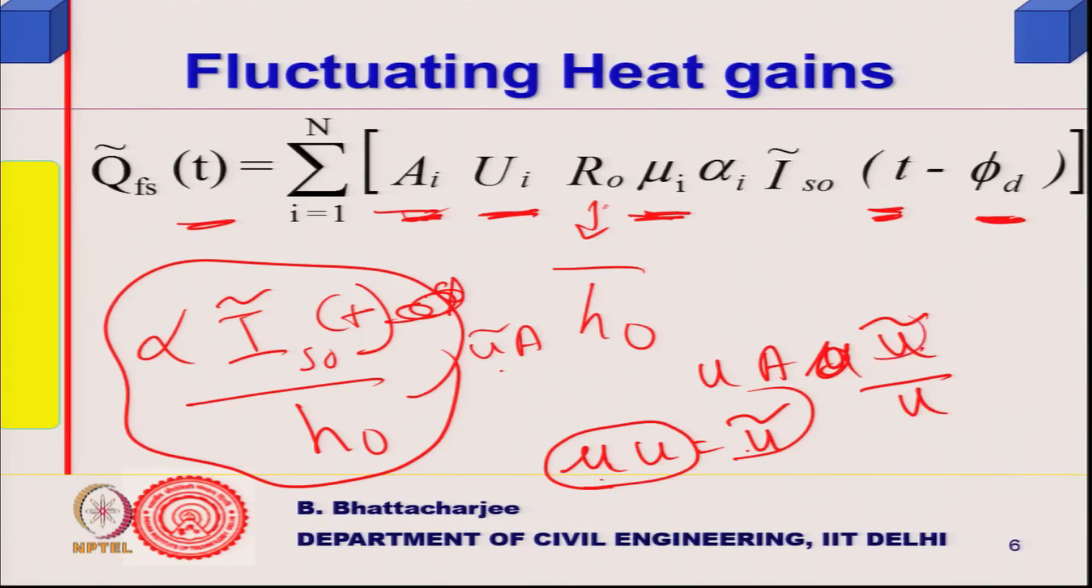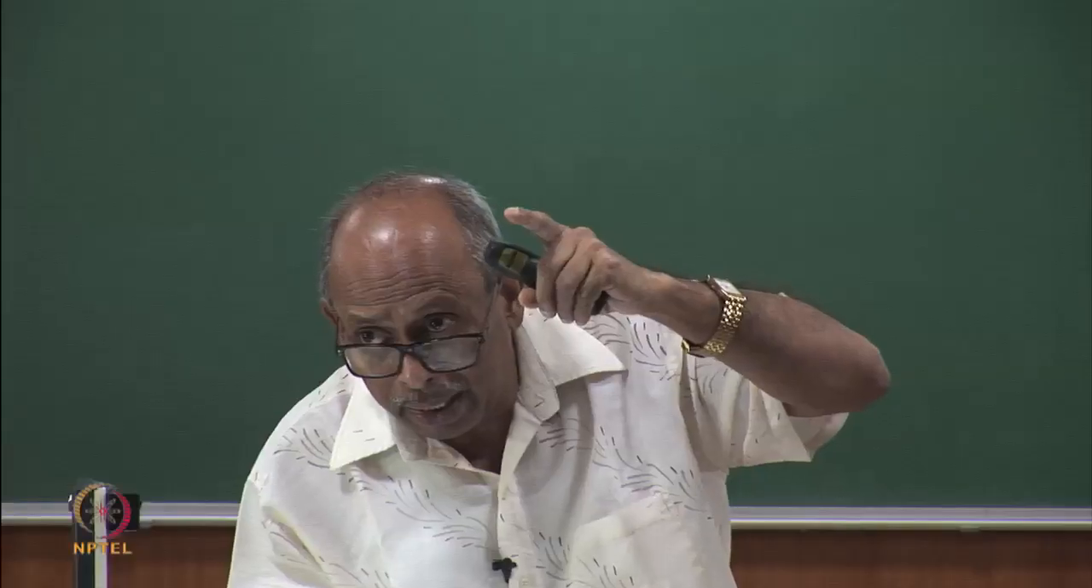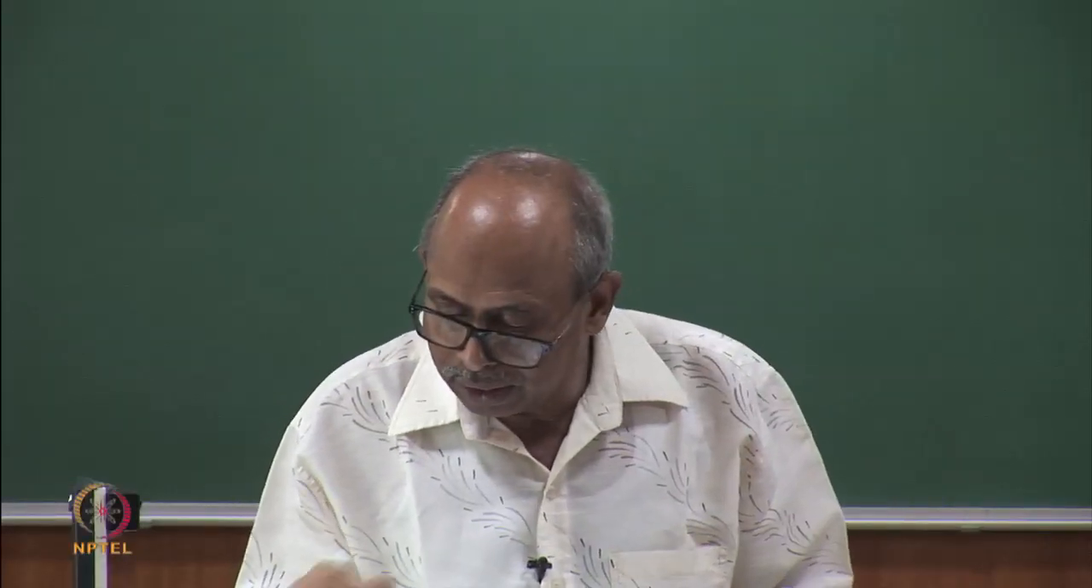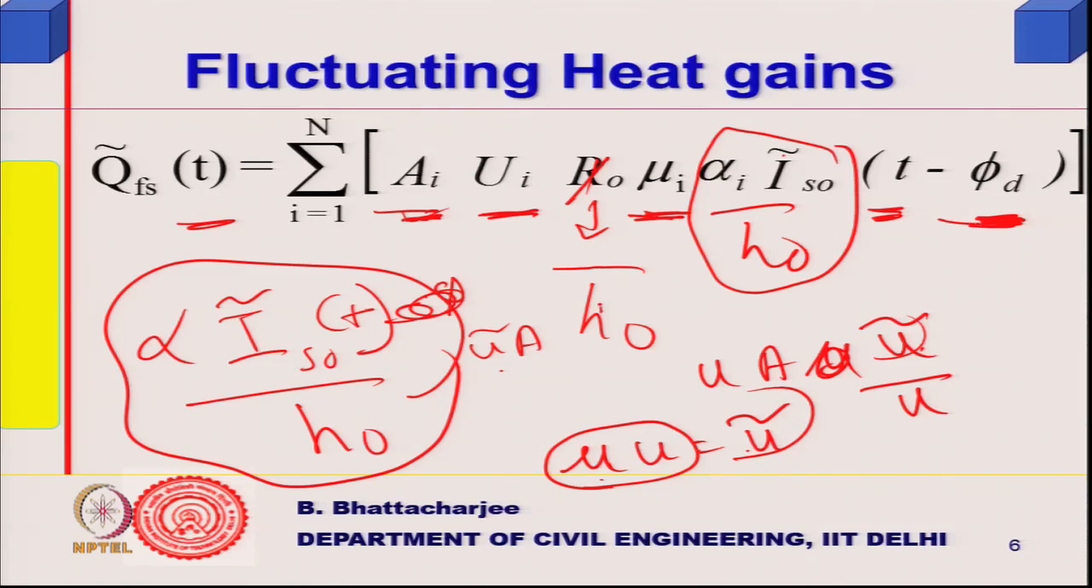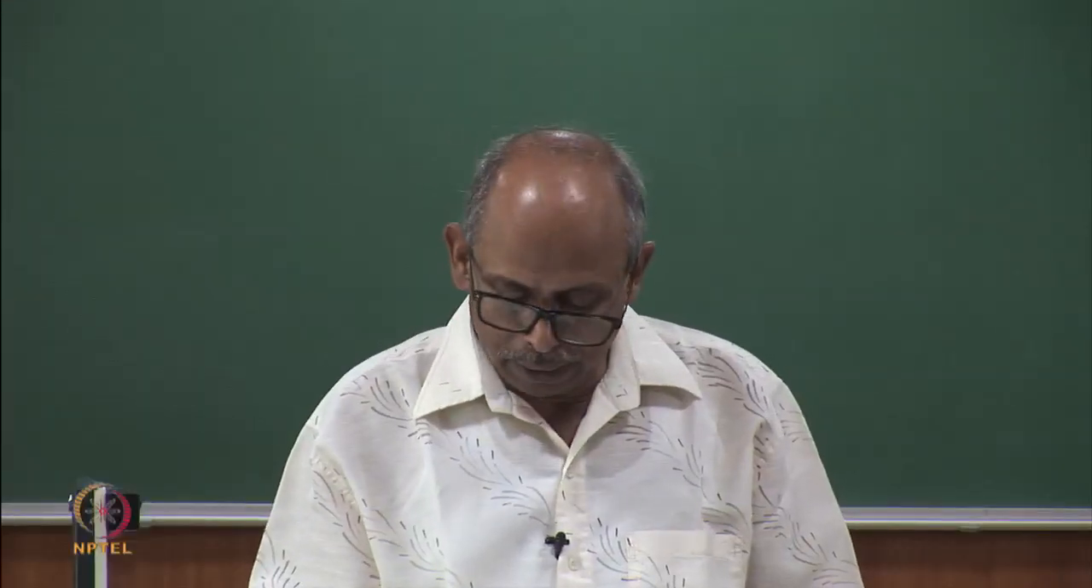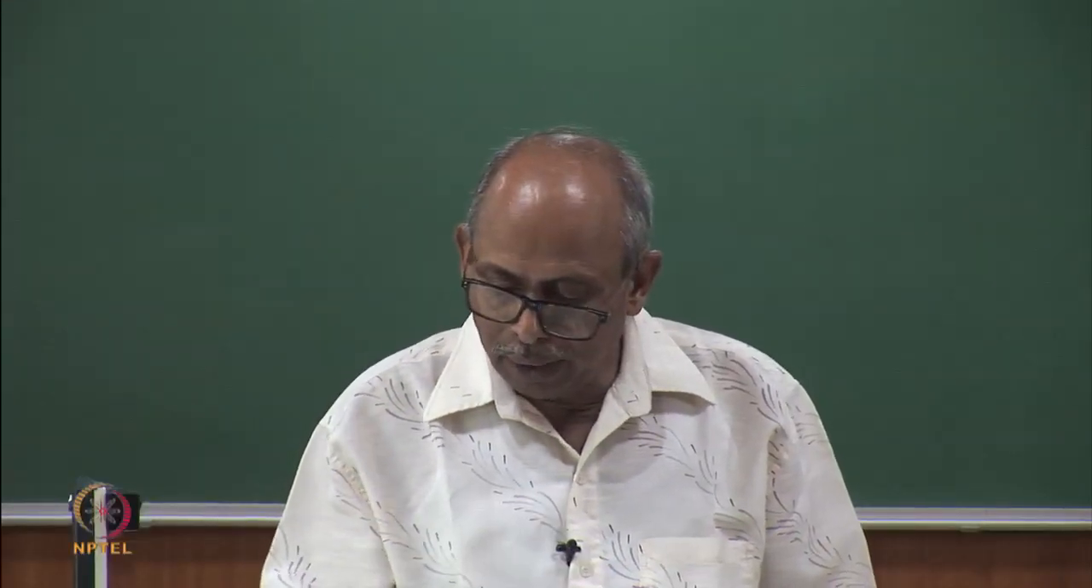So, instead I could have written HO. This part is the temperature swing, because the temperature swing would have taken place. This is the swing part of it. Fluctuation of the solar radiation would have taken place earlier, and due to that the heat will come now. So, this is the time lag, this is 1 by H and A I U I, mu I is nothing but U swing into A. So, that is how I am calculating this.